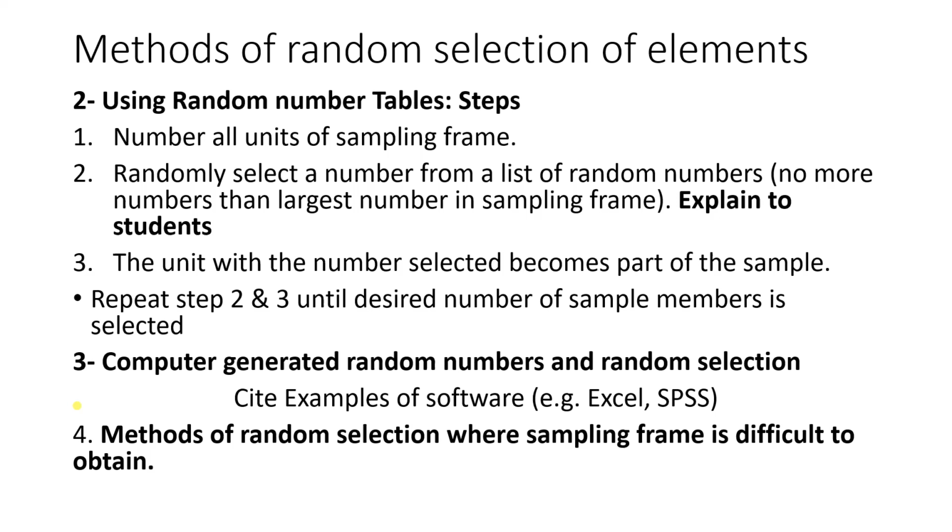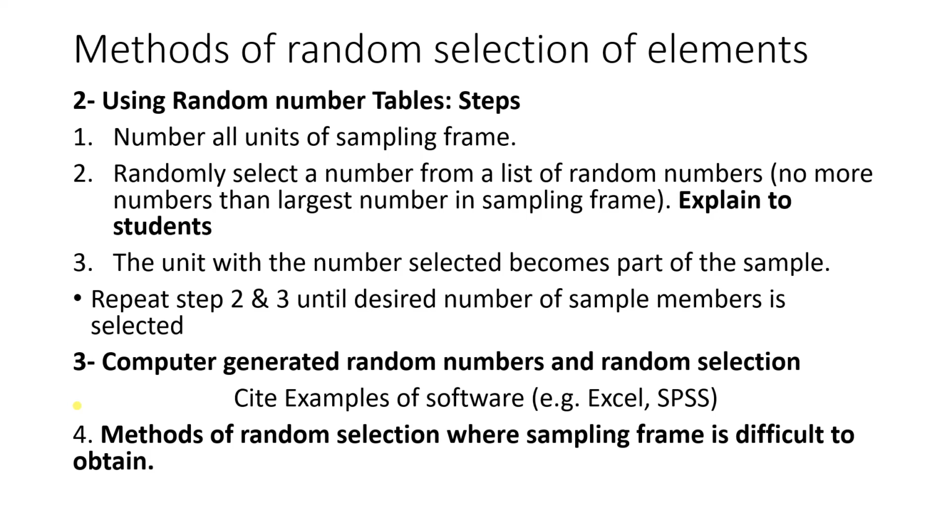But if the selected number is higher, suppose the last 3 digits are 102, and we have only 100 units in the population, there is no likelihood that the 102nd participant will be available for sampling. So the number must not be higher than the largest number in the sampling frame. If we have a sampling frame of 1000, the number should not be higher than the largest number, that is 1000.